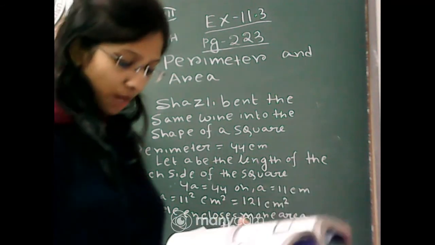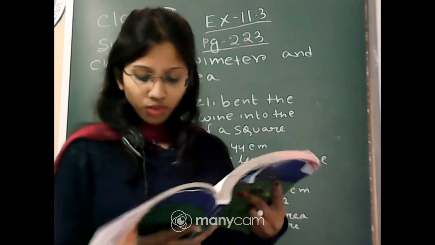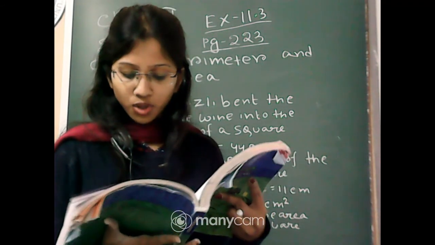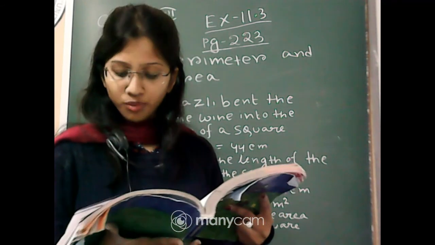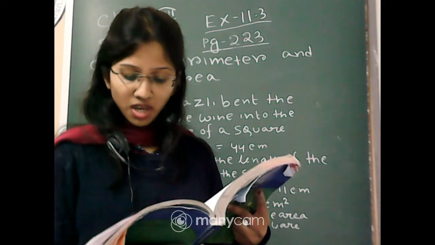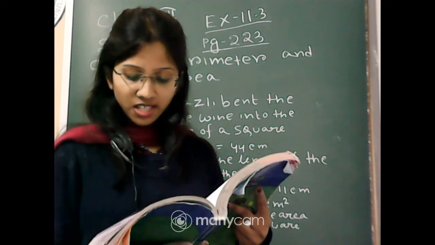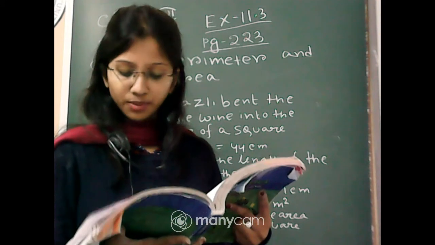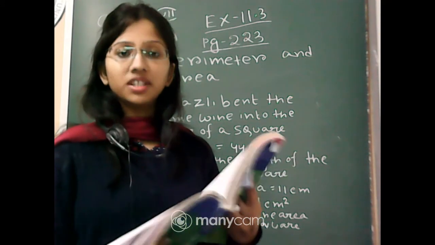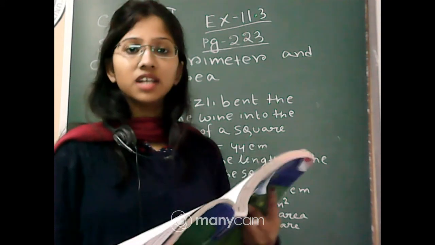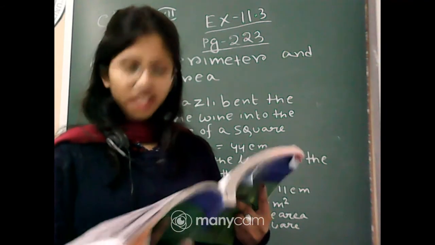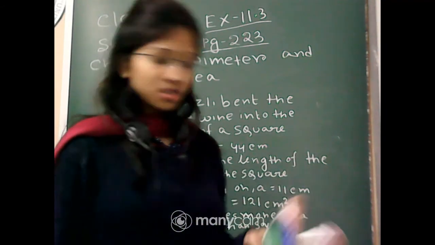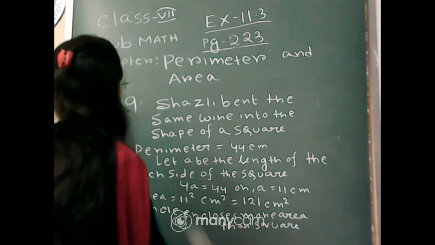Next, question number 10. From a circular card sheet of radius 14 cm, two circles of radius 3.5 cm and a rectangle of length 3 cm and breadth 1 cm are removed as shown in the adjoining figure. Here the figure is given. Find the area of the remaining sheet.